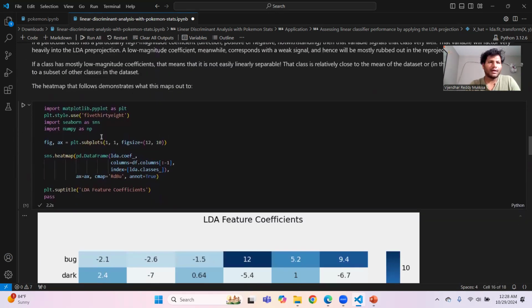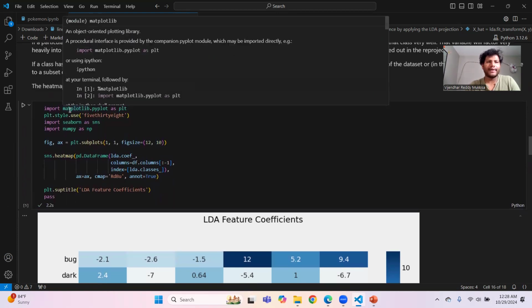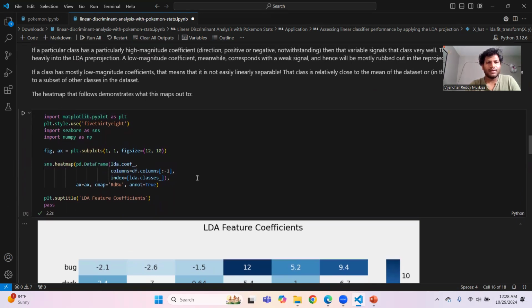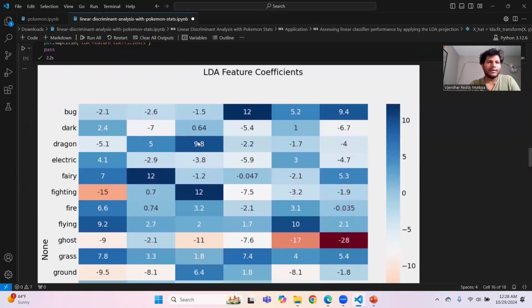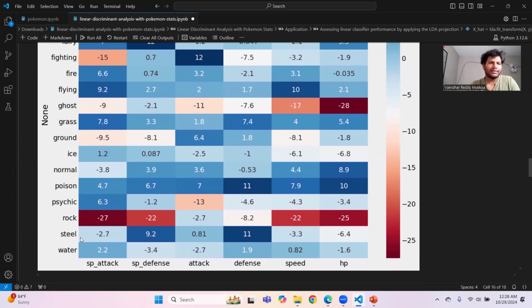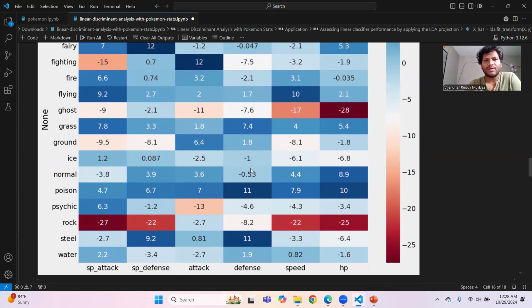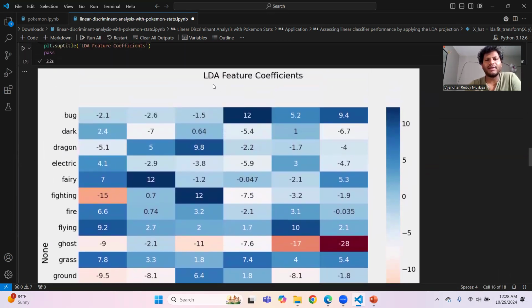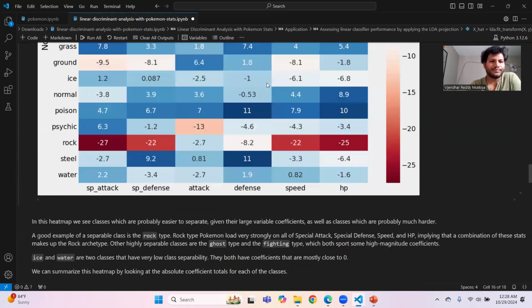And then we are importing matplotlib to draw a heat map. So in this heat map, on the x-axis we have attack, defense, special attack, special defense, speed, and HP. And on the y-axis we have water, steel, rock, poison. And these are the values that we got from the CSV of LDA feature coefficients.